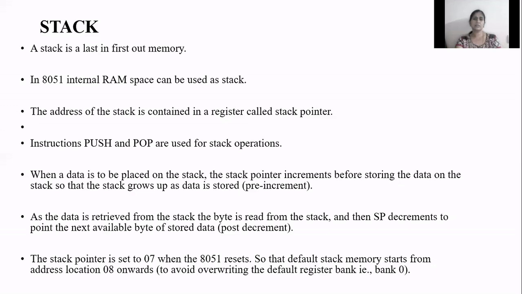How does the push work in a stack? First the stack pointer gets incremented and then the data is pushed onto the stack. This process of incrementing the stack pointer is called pre-increment. That is about the push operation. How does the pop work? Pop is the operation to retrieve data from the stack. As the data is retrieved, the byte is read from the stack, and then the stack pointer decrements and points to the next location below it. This operation of decrementing is called post decrement.